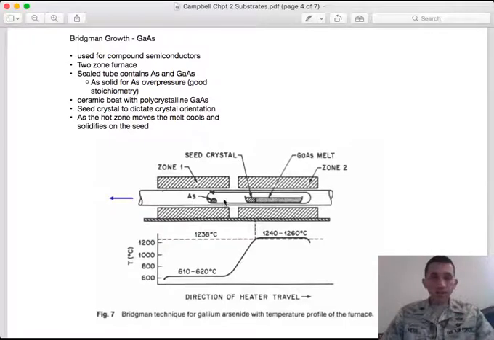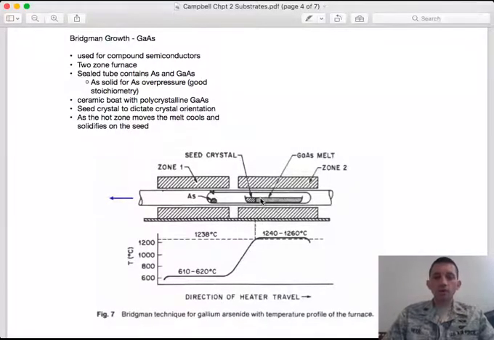Because I have a compound semiconductor, I need to be careful about my relative amounts of arsenic and gallium. Arsenic and gallium have different vapor pressures, right? Gallium is, I believe, much higher. And so solid arsenic is provided within the chamber to maintain an overpressure of arsenic to ensure that we have a good stoichiometry between gallium and arsenide in our resultant material.